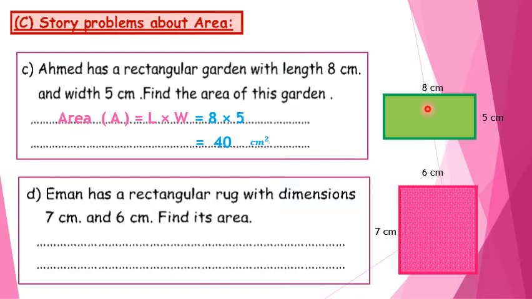A man has a rectangular rug with dimensions 7 centimeter and 6 centimeter. I want to find the area. As I know that the area is length multiplied by width, so I multiply 6 by 7. It will be 42 centimeters square.